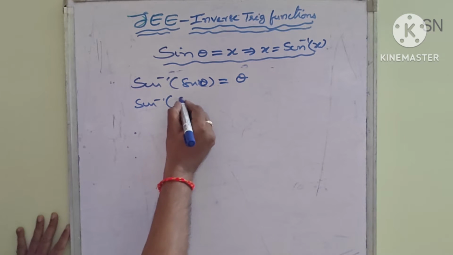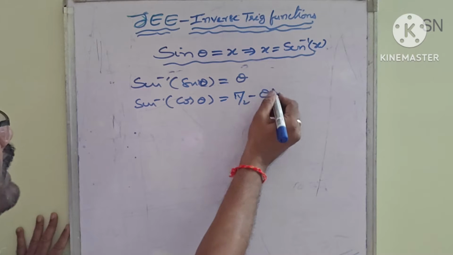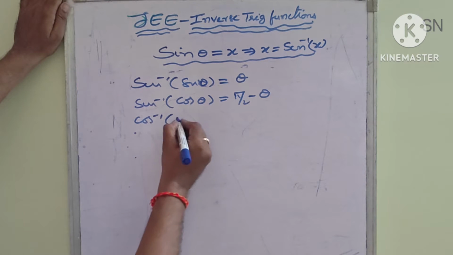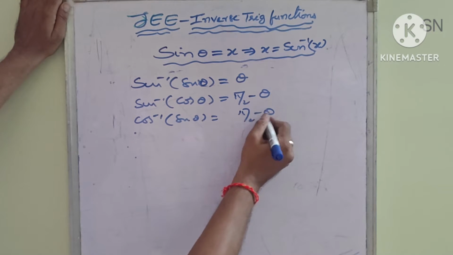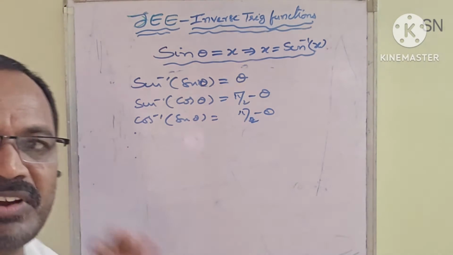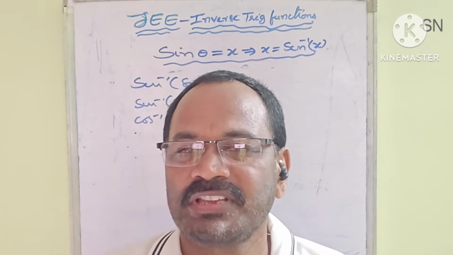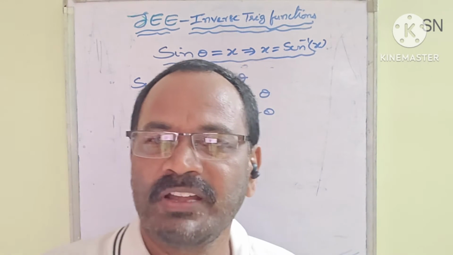Now, sin inverse of cos theta is pi by 2 minus theta. So cos inverse of sin theta is also pi by 2 minus theta. And tan inverse of cot theta is also pi by 2 minus theta. And cosecant inverse of secant theta is also pi by 2 minus theta.